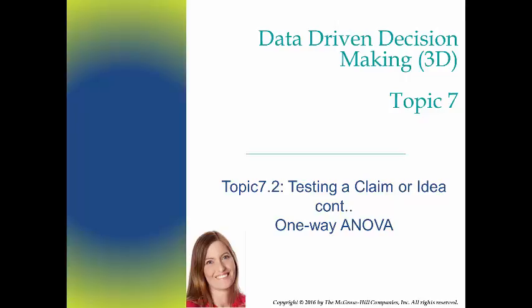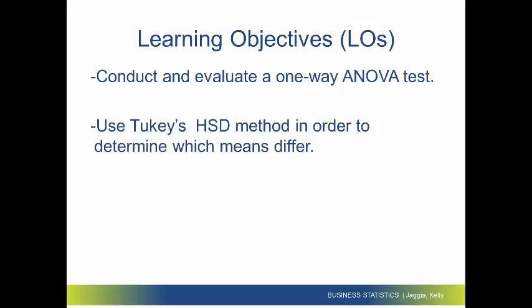Hi everyone, welcome to topic 7.2, One-Way ANOVA. The learning objectives are as follows. First we will look at how and why we conduct one-way ANOVAs. Next we will discuss hypotheses and assumption testing. Lastly we will talk about post hoc testing and in particular Tukey's honestly significant difference test.